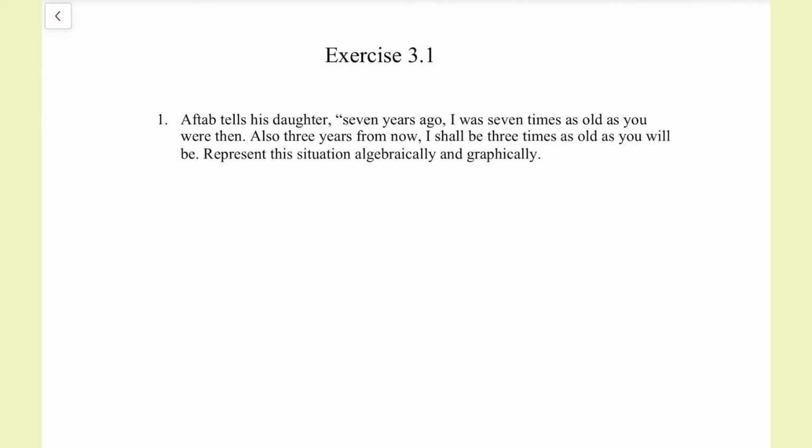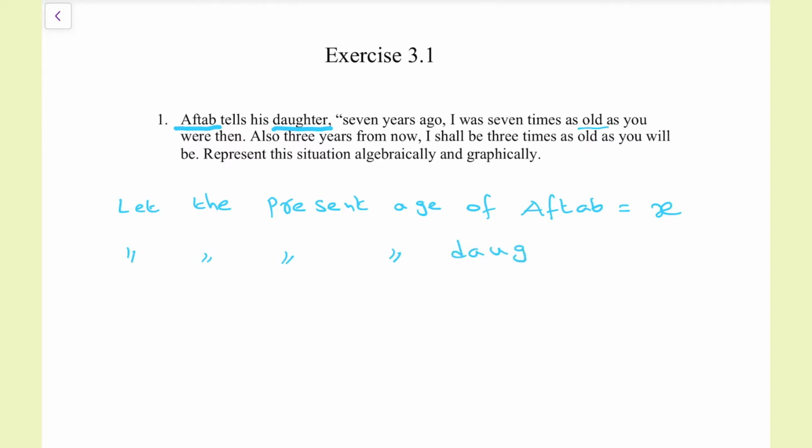Aftab tells his daughter, 7 years ago, I was 7 times as old as you were then. So, by this sentence, we can conclude two things. Aftab and daughter, two persons are there, and they are speaking something related to age. So, let us write the sentences. Let the present age of Aftab, I am taking it as X years. The same way, let the present age of daughter, and this I am taking it as Y.